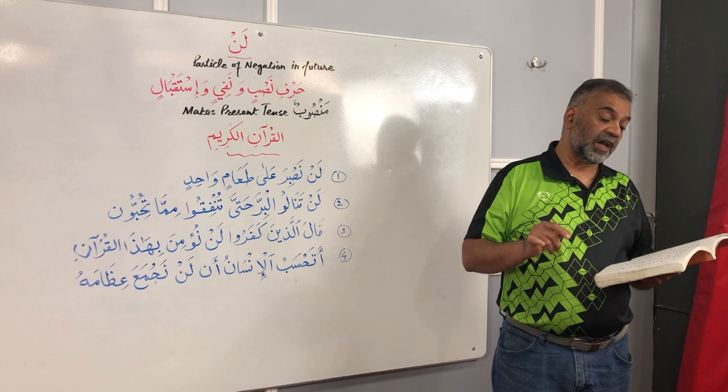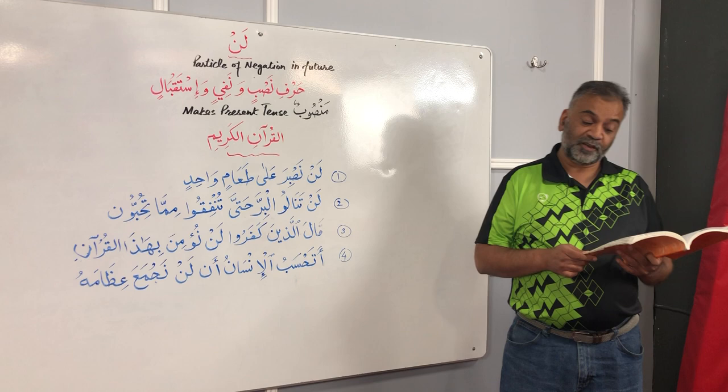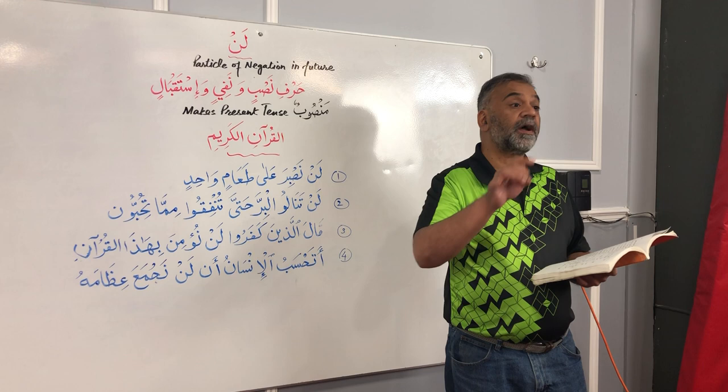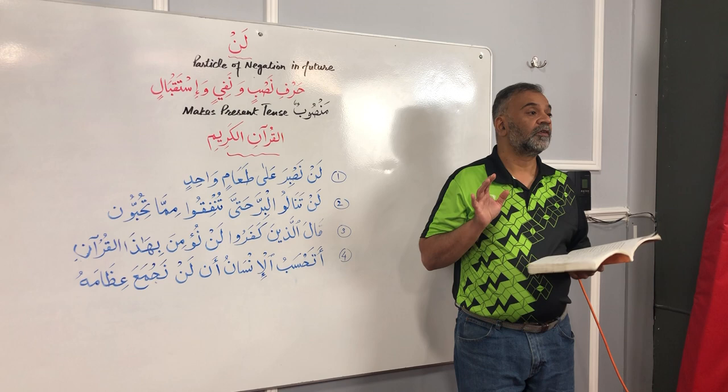Amru said, lima, why? Ayub said, li annahu, because he maridun, he is sick. Wasayabka, and he will stay. Sa yabka, harfu istiqbal, and yabka, he will stay fil Hindi, in India, lil ilaj, for treatment.